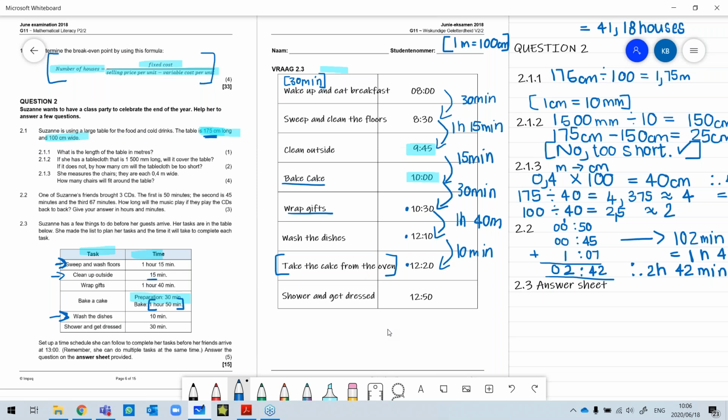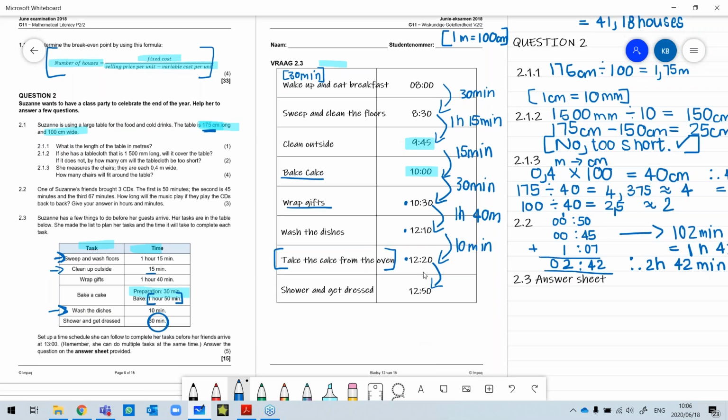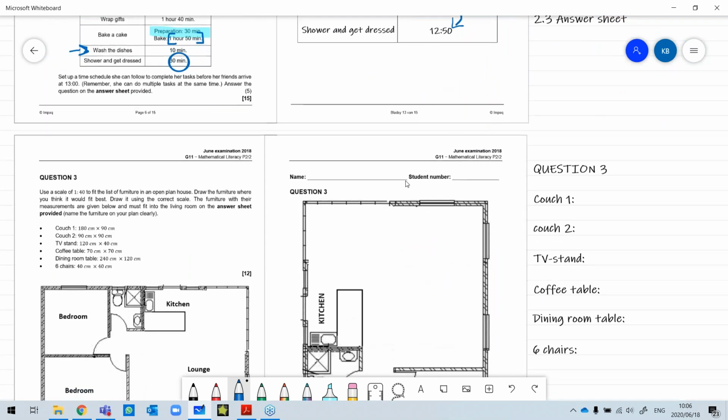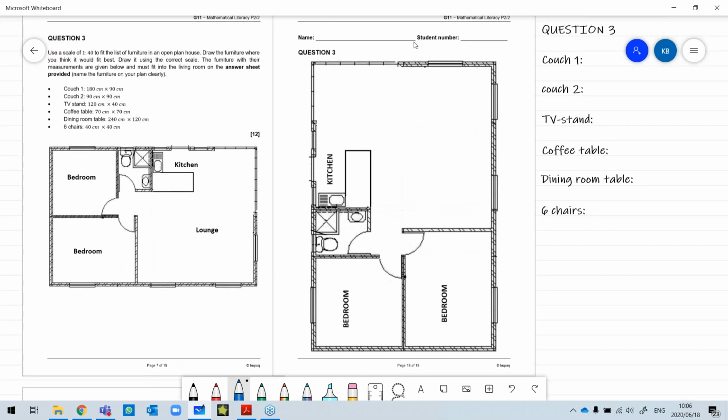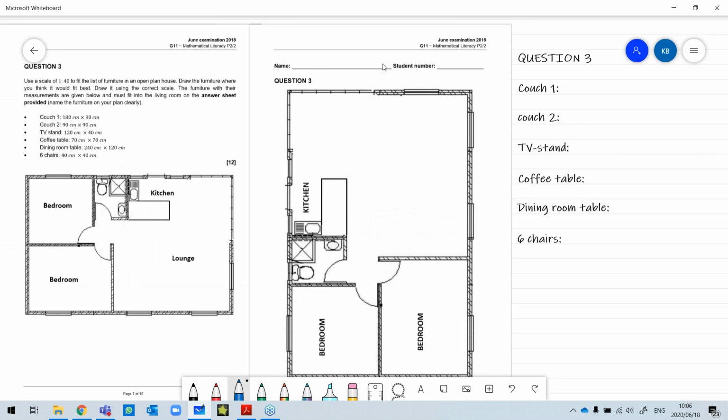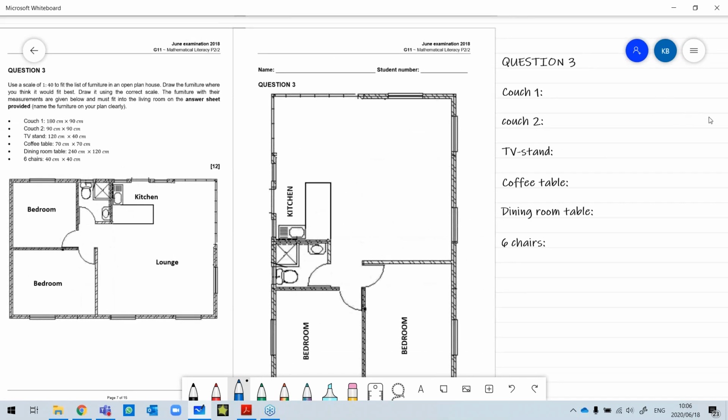And then lastly, she asked for 30 minutes to shower and get dressed. So from 20 minutes past 12 till 12:50, we gave her time to finish up. Okay, so I hope all of you understood this question quite well. It's a fun and easy question. And once again, this is just one possible answer. Each of you could have played around with a schedule that looks a little bit different than mine. Now that's all for question 2.